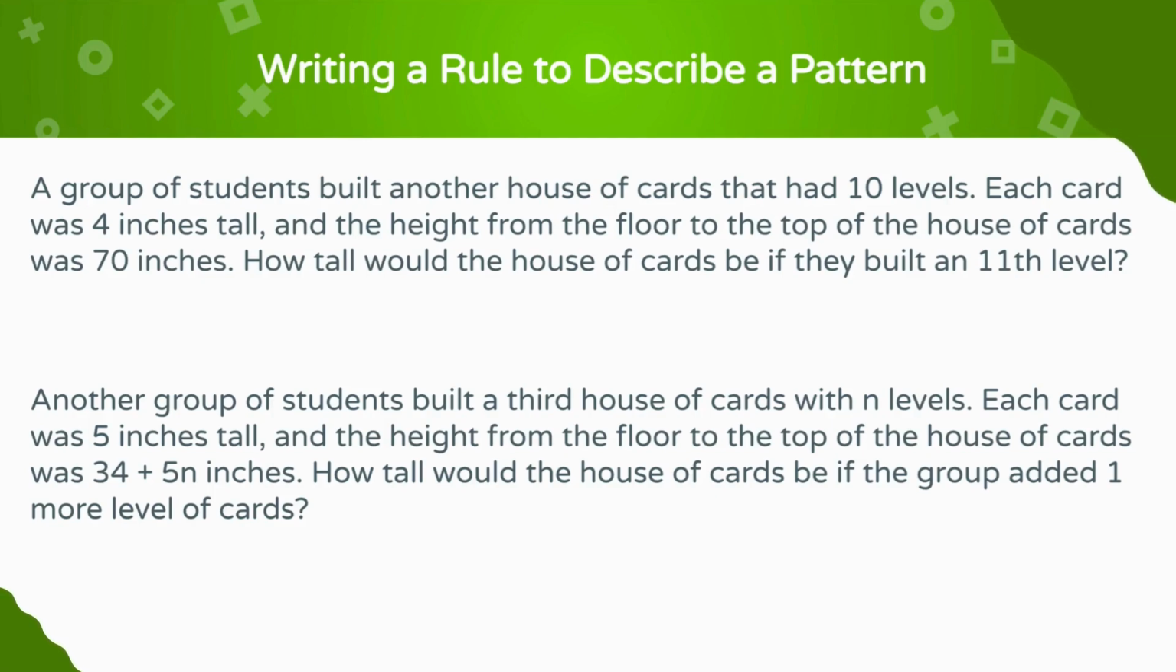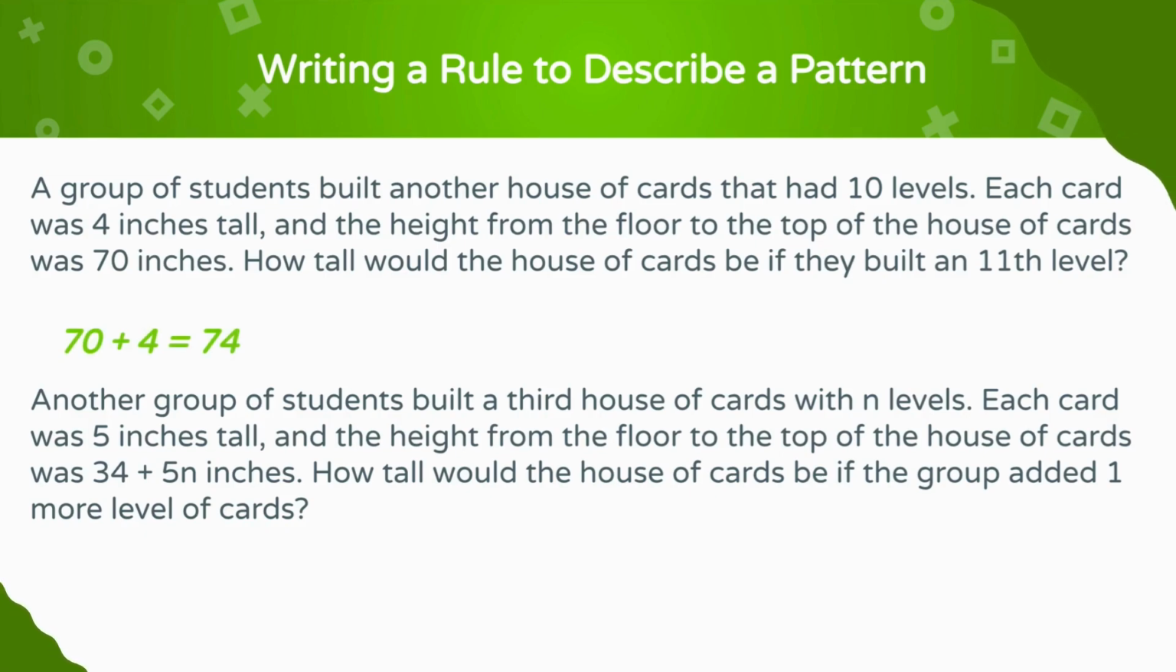So initially it might feel like we might not have enough information to solve this, because we don't know the height of the table, except if you read the problem, it says the height from the floor. So the cards are actually stacked on the floor, and 10 levels are already built. Every level is 4 inches tall. So what do we do? To add that 11th layer, well, that'd just be another 4 inches. So 70 plus 4, or 74 total inches.